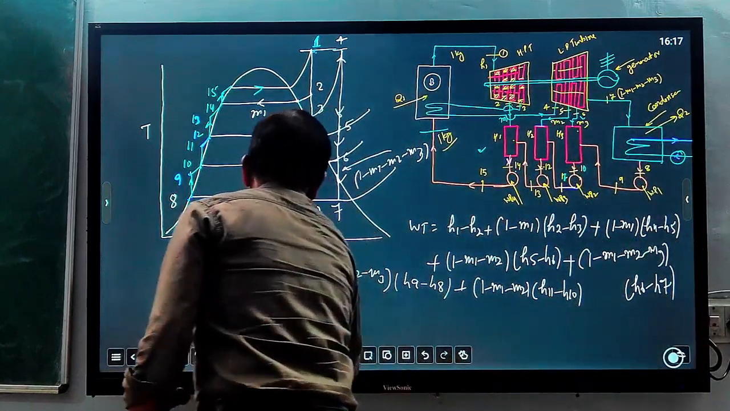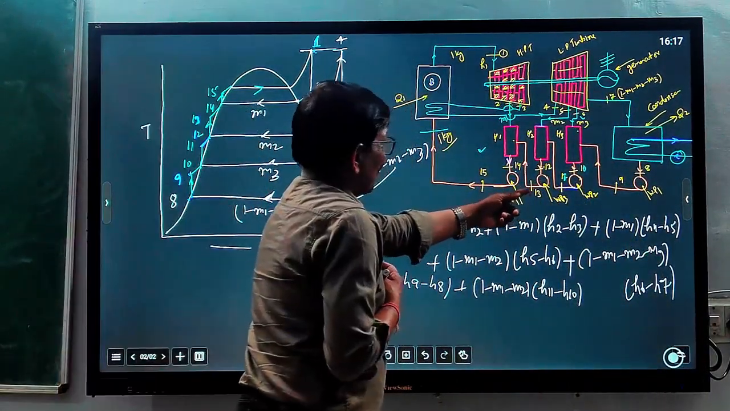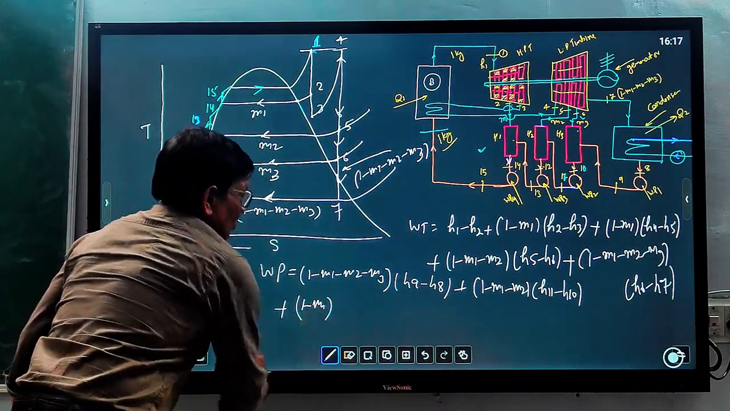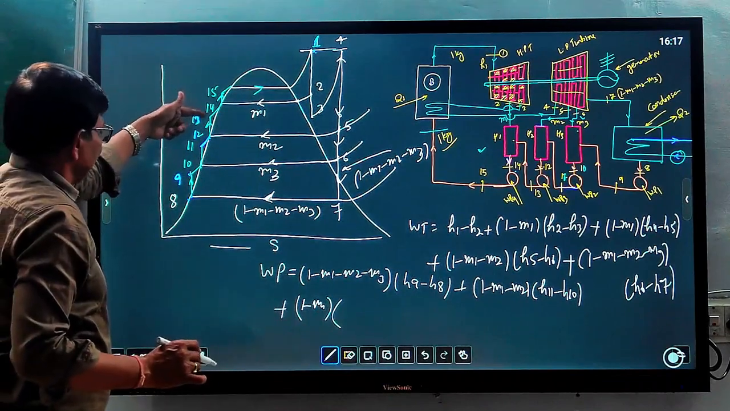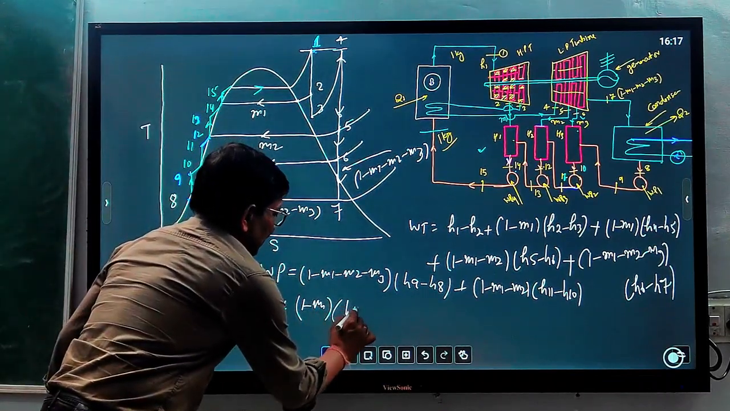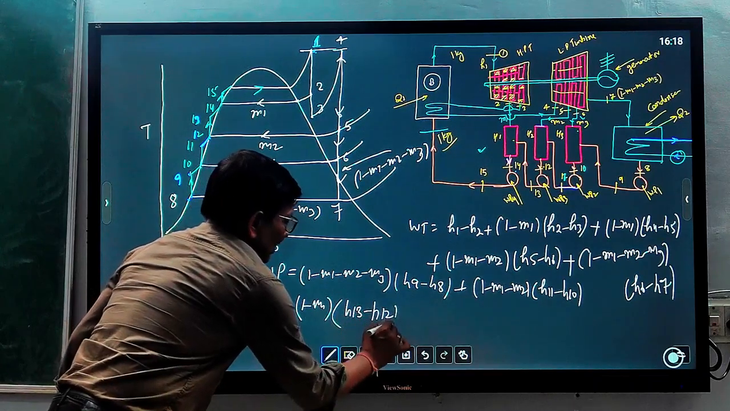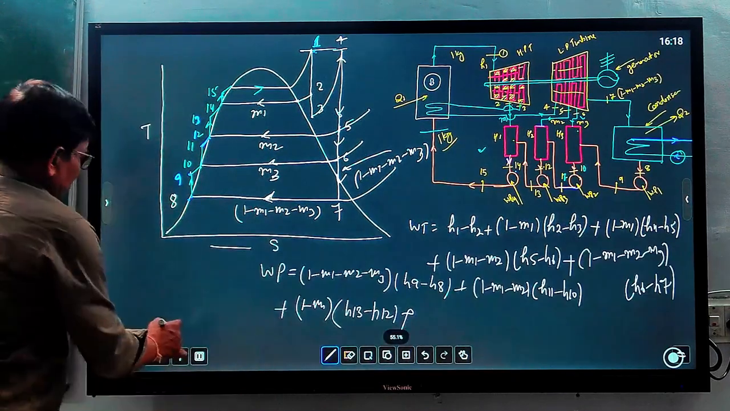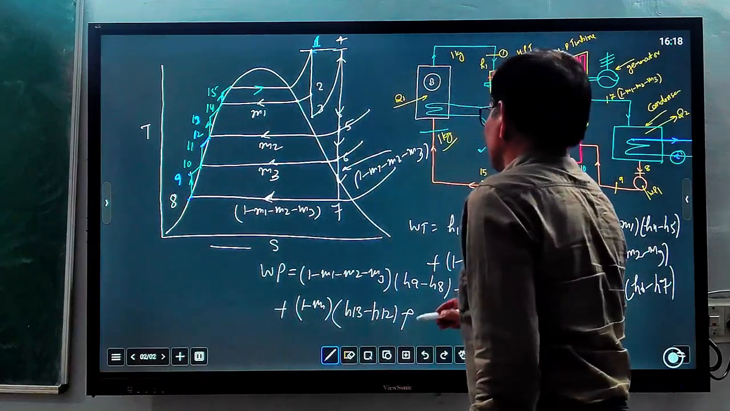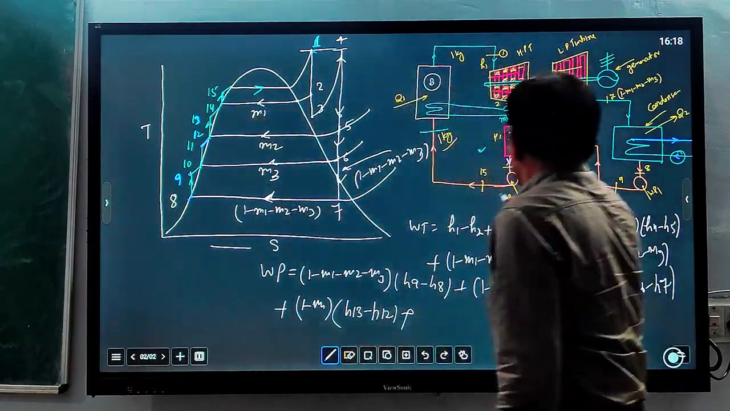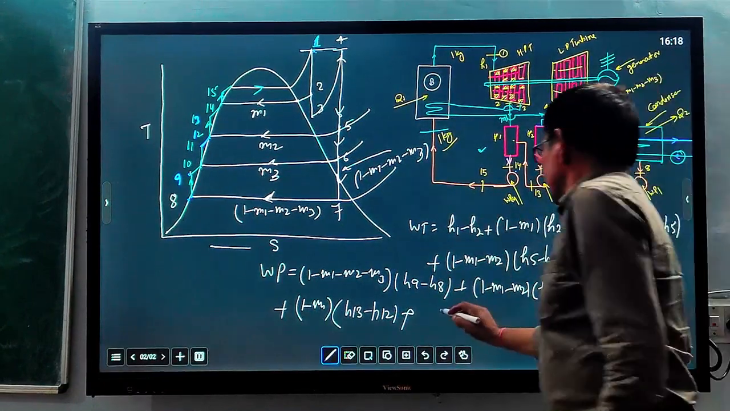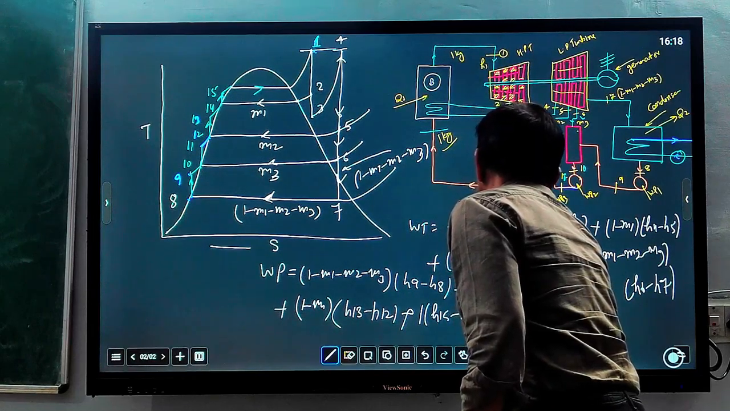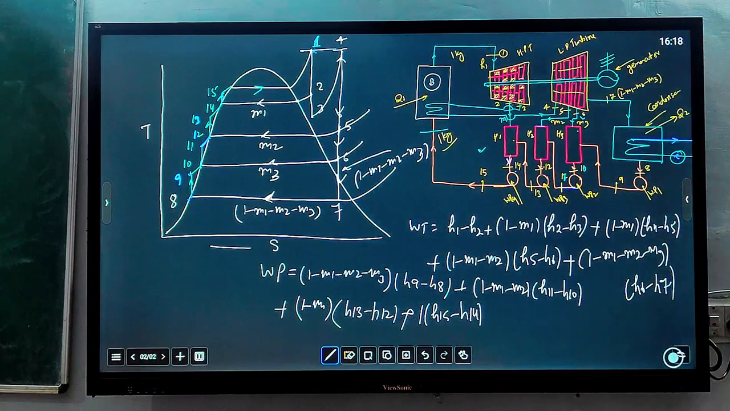And then pump 3. Again here M2 is added, so the quantity will become 1 minus M1 into H13 minus H12. And for pump 4, it will be 14 to 15. Because M1 is added here, from 14 to 15 the full quantity will flow. So that is 1 into H15 minus H14. This is how we can find out pump work.